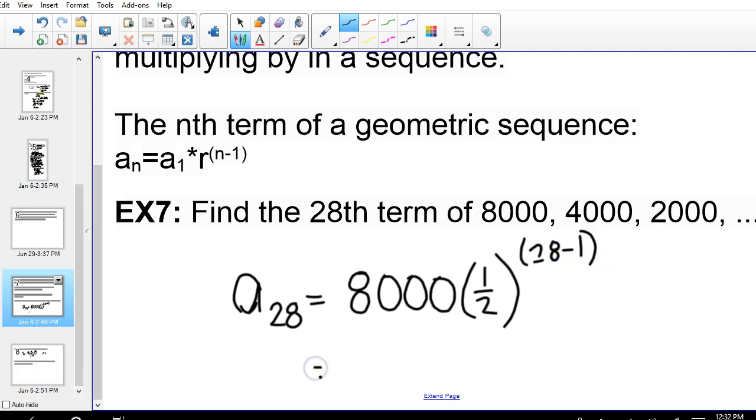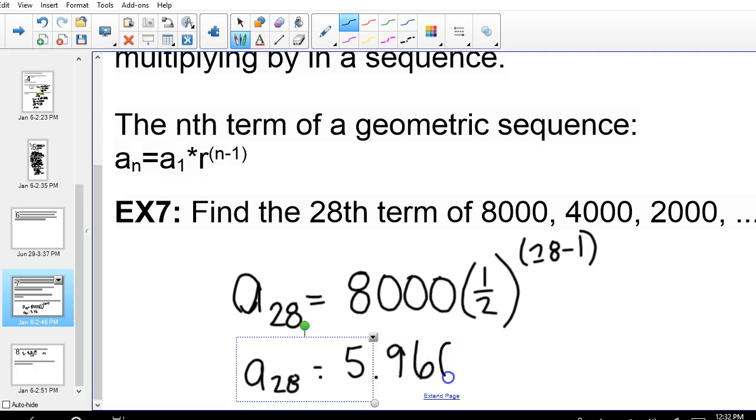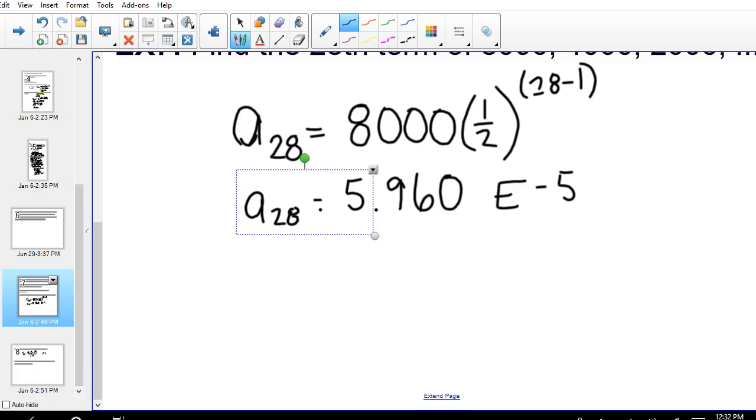So in your calculator there, you're typing in 8,000 times 0.5 to the 27. And you should get for this 5.960 e negative 5. So it is common with geometric sequences to either get really, really, really huge numbers or really, really, really small numbers. Because if you're multiplying something by a number, it's going to get large really fast. Or if you're dividing by a number, it's going to get small really fast.